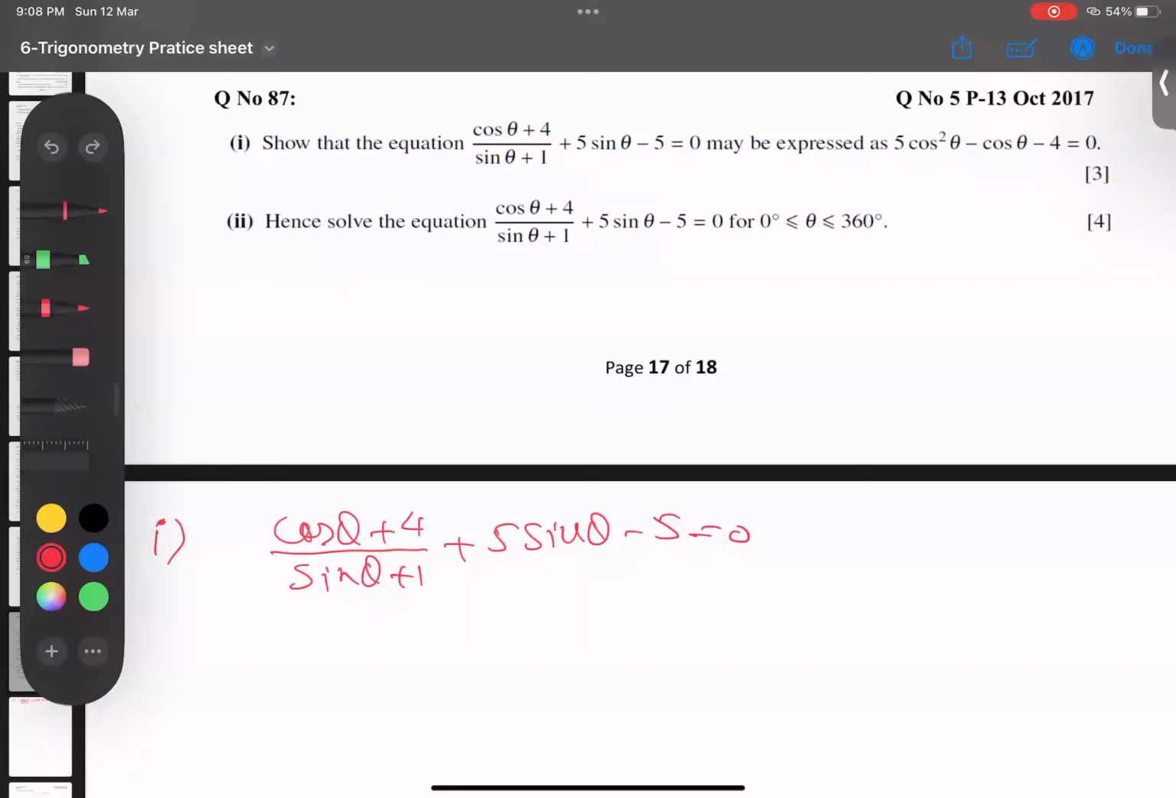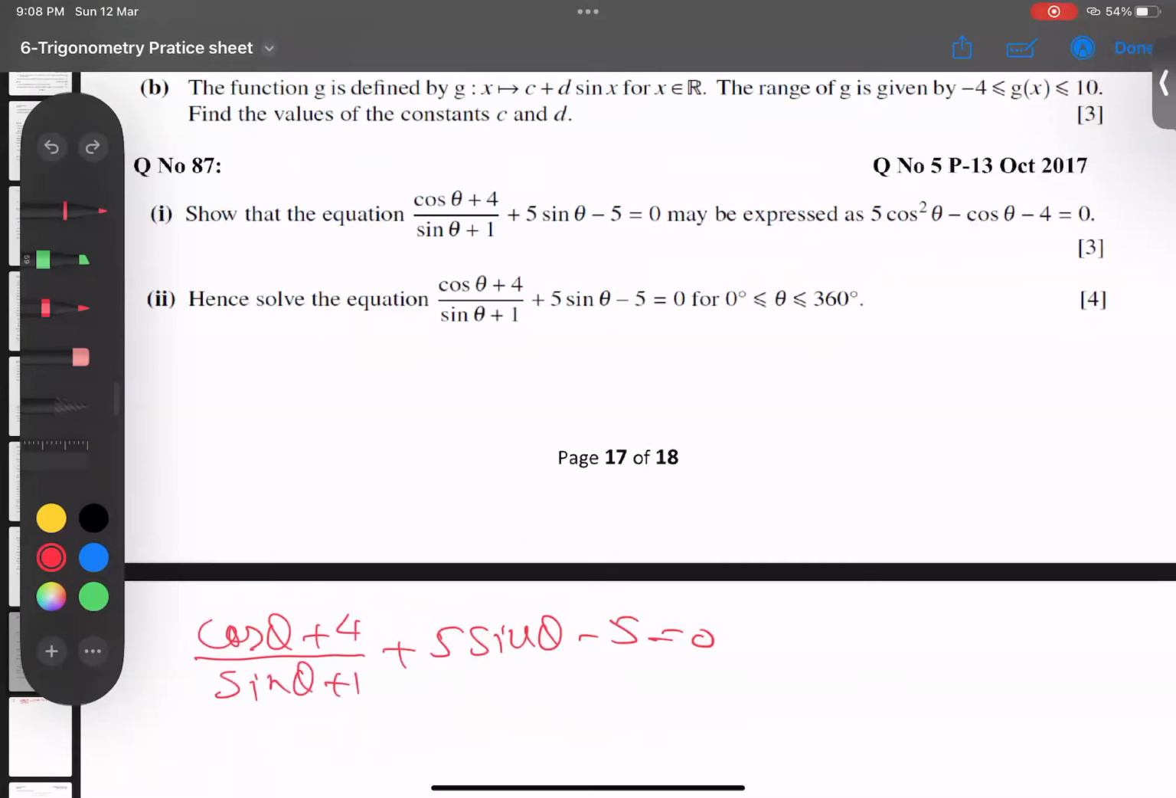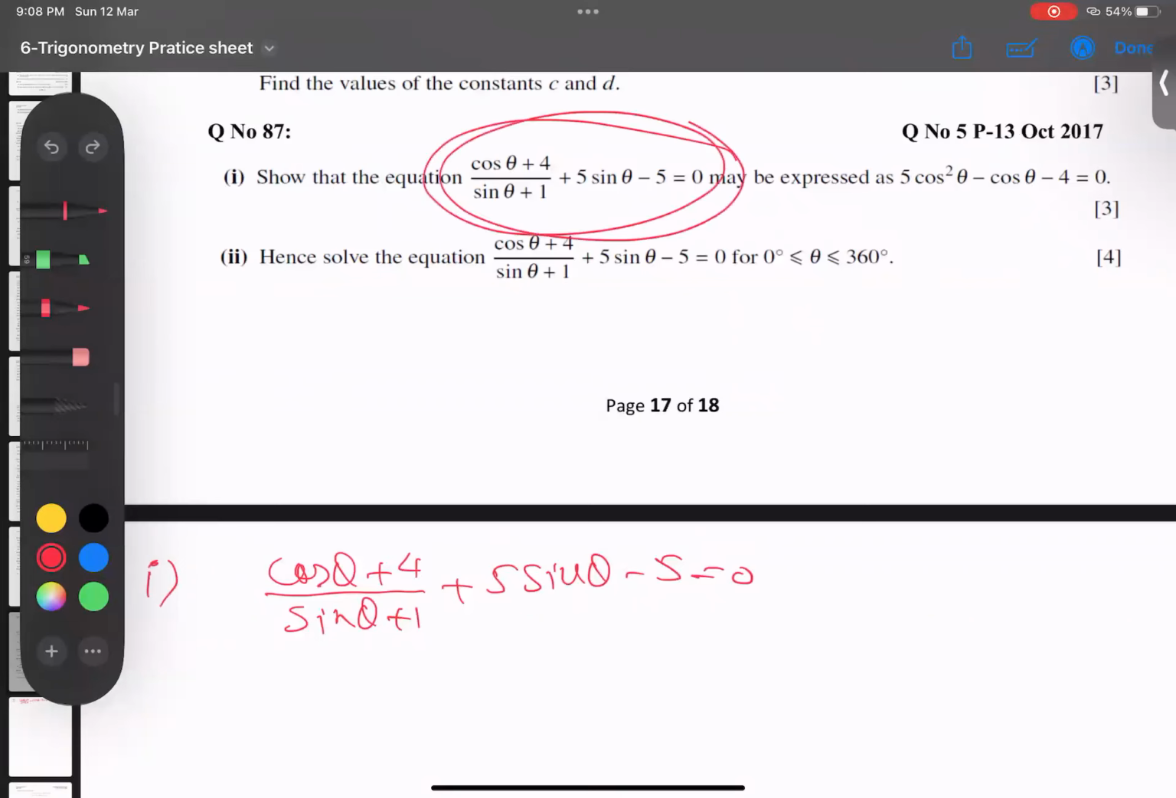This is an October 17, 13 variant, question number 5, and he says: express this whole thing in this form. So what is the technique to do? Because it is less trigonometry, more algebra. So let's see how we can deal with it. I copied this equation here, and I'm going to start.